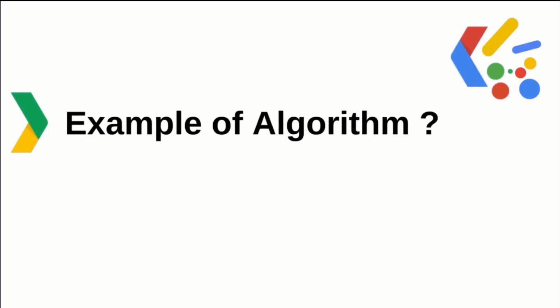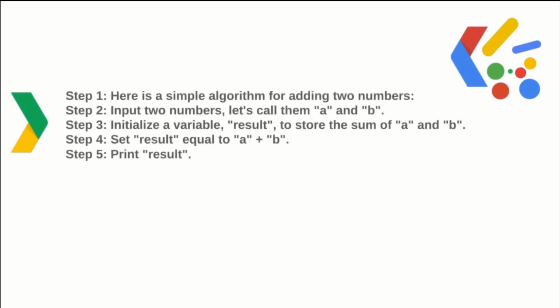Example of an algorithm? How to write an algorithm for adding two numbers. Case 1. Here is a simple algorithm for adding two numbers. Step 1. Start. Step 2. Input two numbers, let's call them A and B. Step 3. Initialize a variable, result, to store the sum of A and B. Step 4. Set result equal to A plus B. Step 5. Print result.